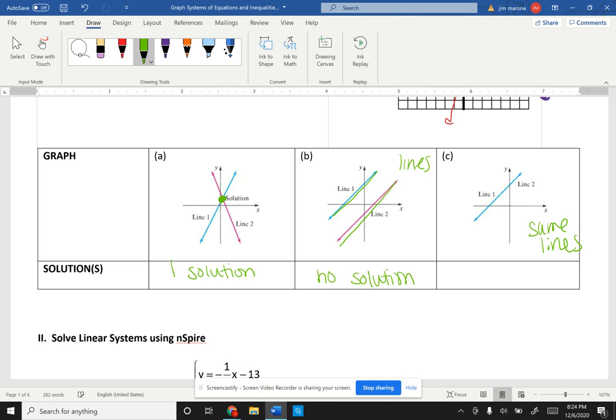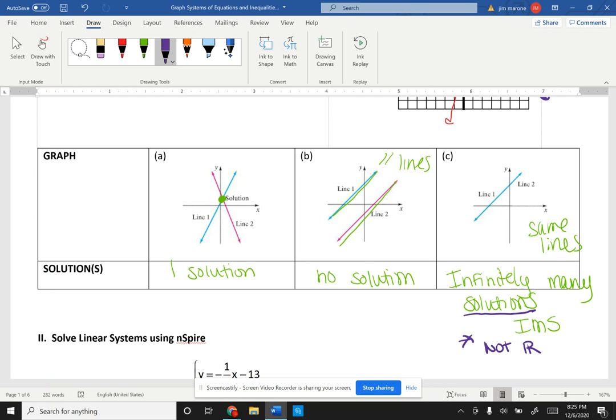If they are the same line, then that means that there are infinitely many solutions. We can also abbreviate that as IMS. We're in honors class. We don't call that all real numbers. So just make sure that we do not call it all real numbers, because infinitely many solutions means that there's a solution. This means that there is one number as a solution. This means that it could be a number, or it could be a point, or it could be an ordered triple, like we'll learn in a couple days.